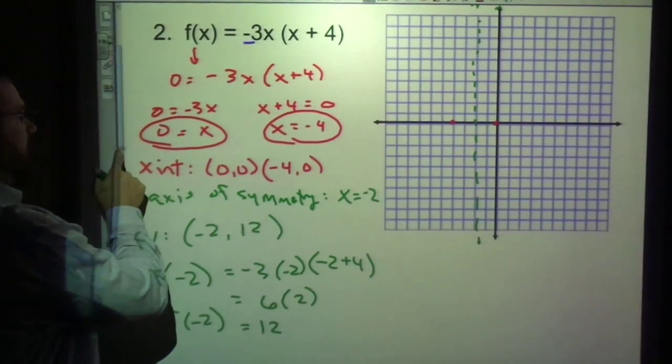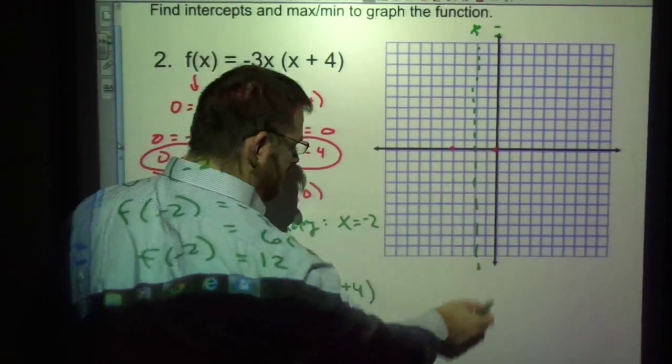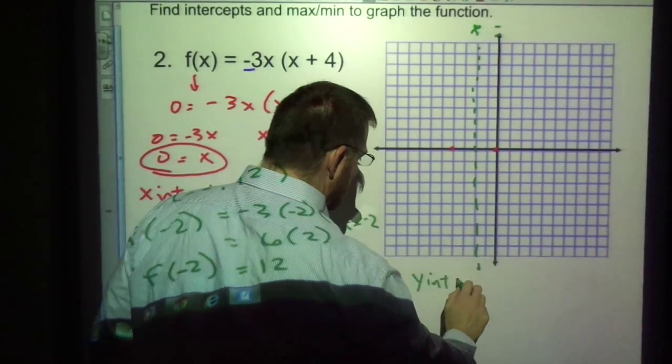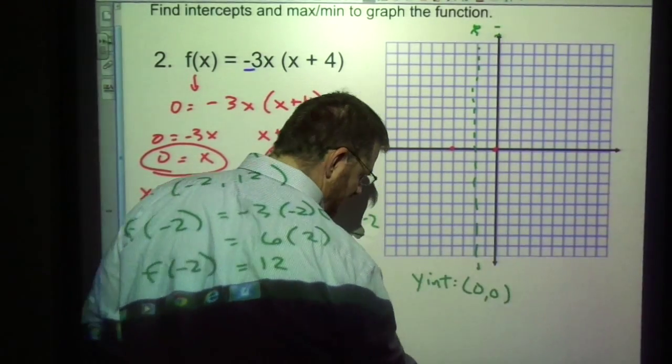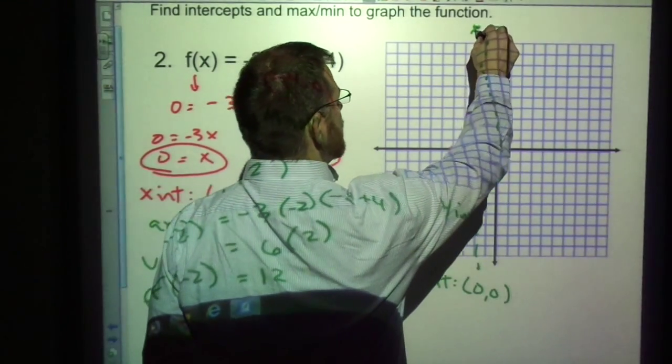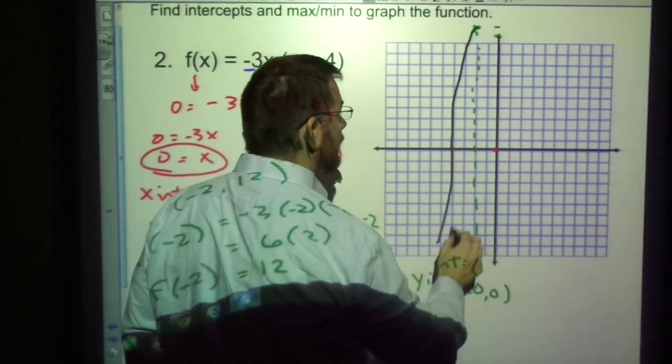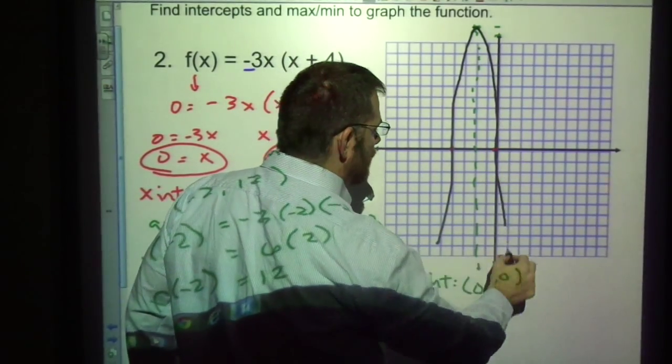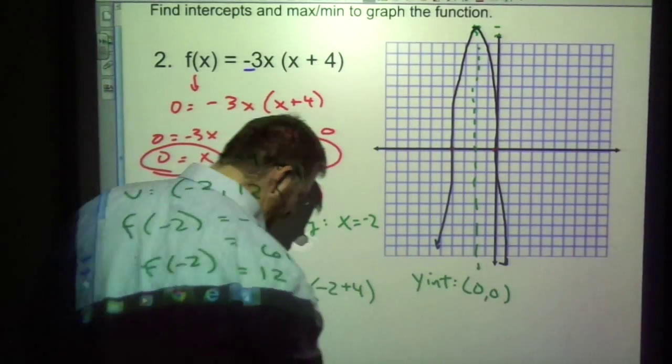In this one, the y-intercept is also 0, because we can see it right there. The y-intercept is (0, 0). It's an x-intercept and a y-intercept in this problem. So it's going to have a maximum up here. It's going to be very, very skinny, and come down like so. Something like this. It's not very straight, but oh well.